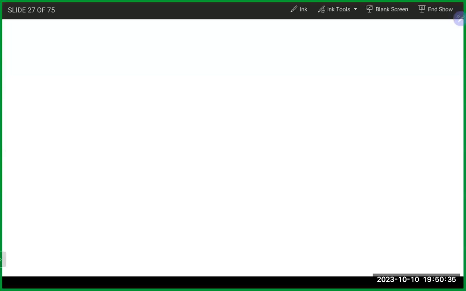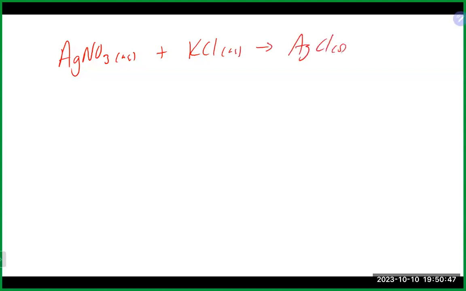All right, so we had silver nitrate plus our potassium chloride, making our silver chloride and our potassium nitrate. That is our molecular equation.